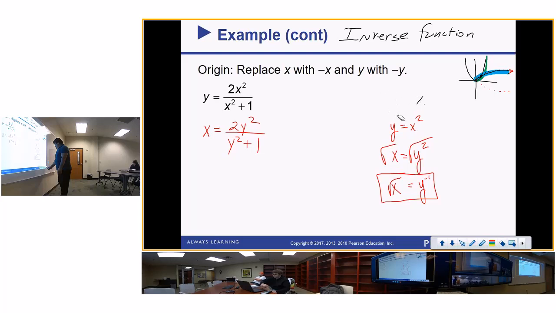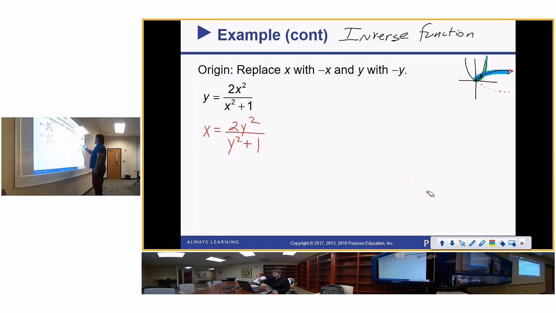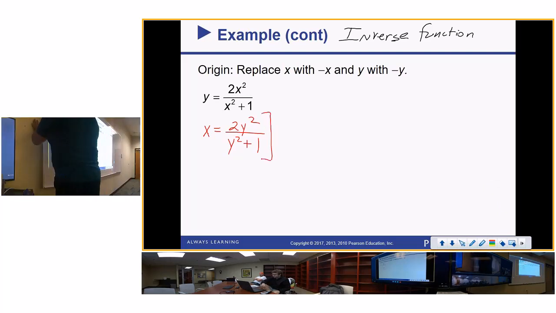How do you get rid of the fraction? Multiply through by the common denominator. Somebody listen. Jake, did you listen? Of course. Okay. So I'm going to multiply both sides by y squared plus 1.